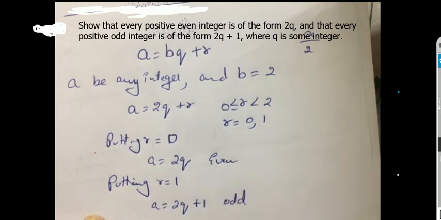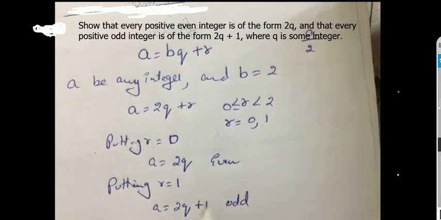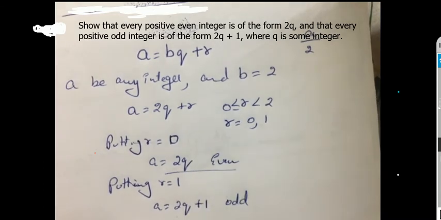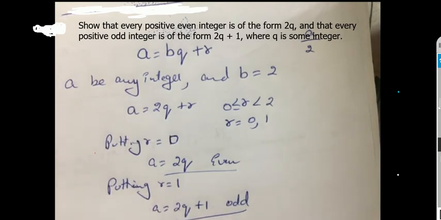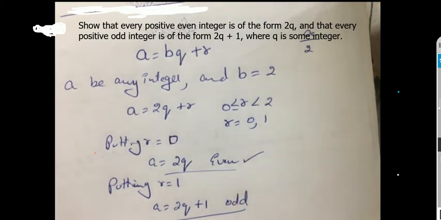This will become odd. Now let's take q as an odd number. q is 3. 3 into 2 is again 6, even. 3 into 2 is 6, plus 1 is odd. So whatever number we take for q, it will always be an even number in this case, and an odd number in this case. So hence we can show that every positive even integer is in the form of 2q, and every positive odd integer is in the form of 2q plus 1.